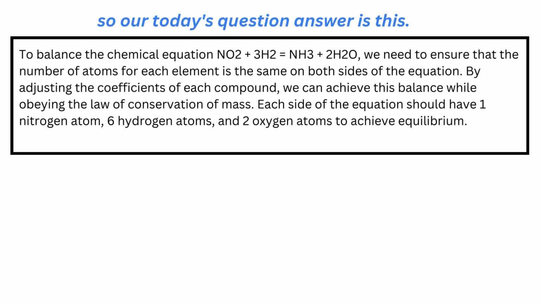Correct answer is to balance the chemical equation NO2 plus 3H2 equal NH3 plus 2H2O, we need to ensure that the number of atoms for each element is the same on both sides of the equation. By adjusting the coefficients of each compound, we can achieve this balance while obeying the law of conservation of mass.